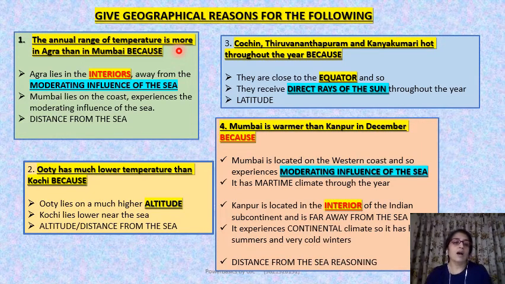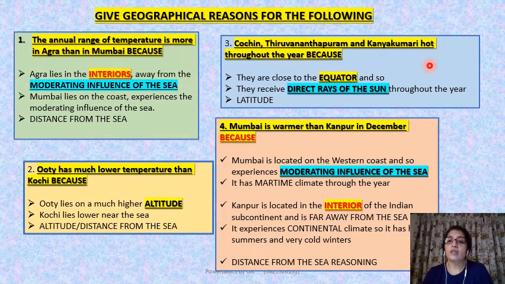Now see, Agra lies away from the moderating influence of the sea. Agra lies in the interiors, away from the moderating influence of the sea. Mumbai lies close to the sea, on the coast. So it lies close to the moderating influence of the sea. Therefore, the annual range of temperature is more in Agra than in Mumbai.